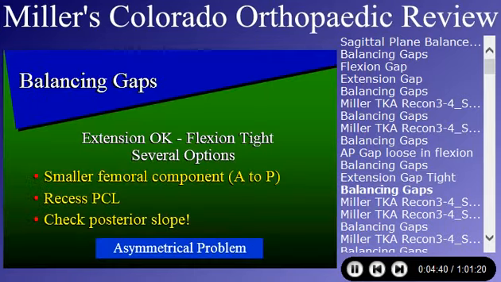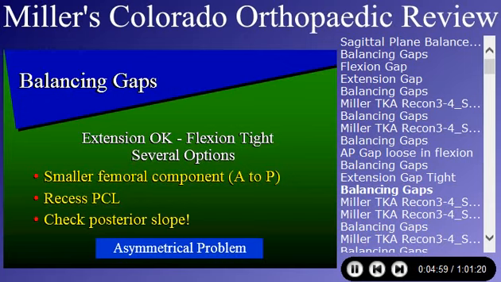Okay, balancing the gaps, extension is okay, flexion is tight. This is another good test question because there's a couple options involved. So you've cut your distal femur okay, your tibia is cut okay, you bend it, it's too tight. Again, it's an asymmetrical problem. You can ask this. This was an in-training question last year, the year before that, and the year before that.